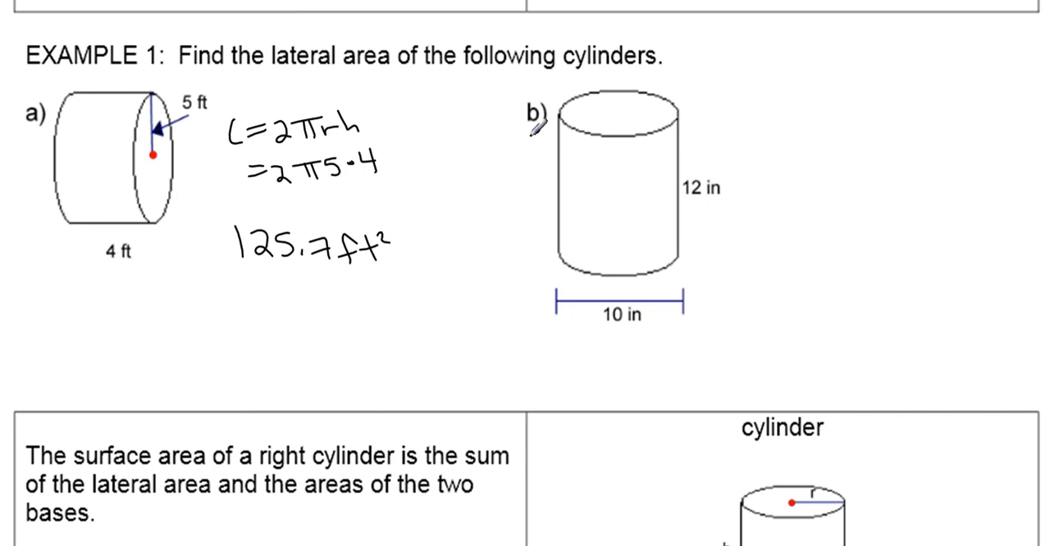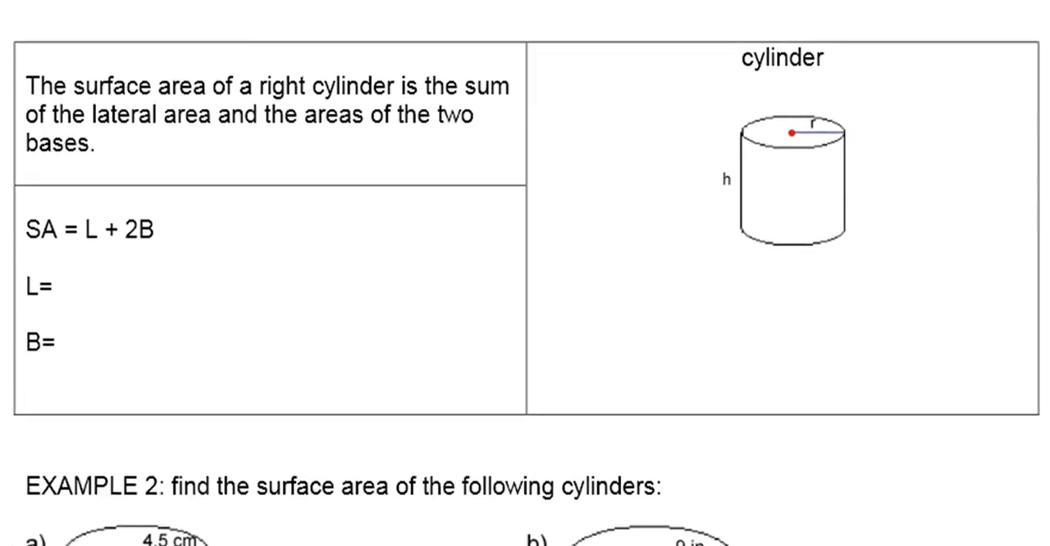Okay, so I'd like for you to try example B on your own. Make sure you identify what the radius is first, and then put the values into your formula. All right, we should have gotten 371.0 inches squared.